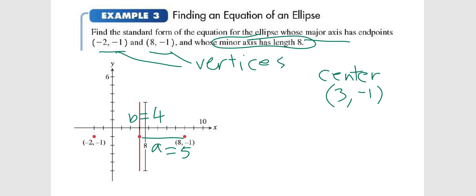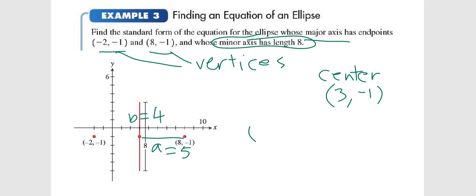How did we get b? We counted. They said that if the minor axis length was 8, then we had to split it in half. Go up 4 and down 4. Do we have enough information to write the equation? They didn't even ask me for the foci.